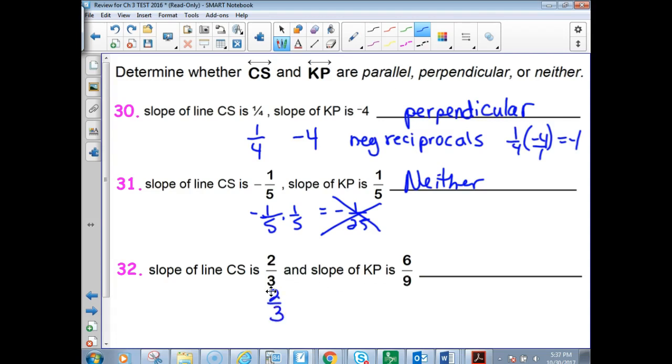2/3 and 6/9. Well, if you take 6/9 and reduce it, dividing by 3 top and bottom, it's 2/3. So these are equal slopes, therefore they are parallel lines, with slopes that are the same.